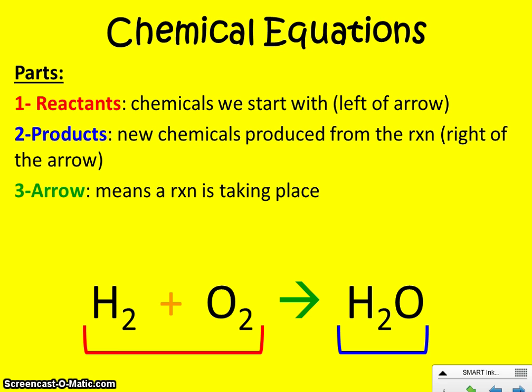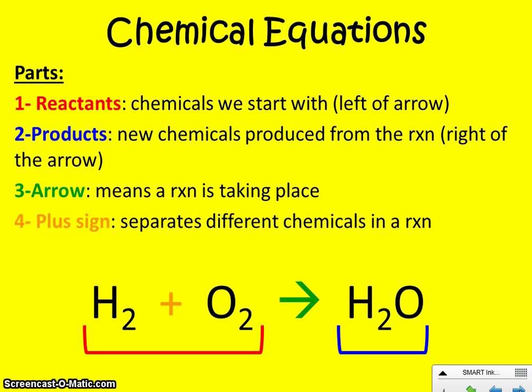The arrow that I keep mentioning is also a really important part of a chemical equation. The arrow I have here in green, and that means that a reaction is taking place. So you have your reactants, the chemicals you start with, then you have a reaction taking place, and that produces something new, your products, which are over here.